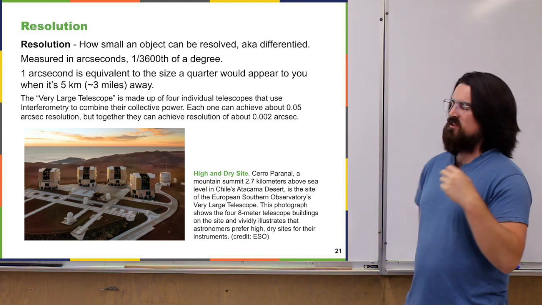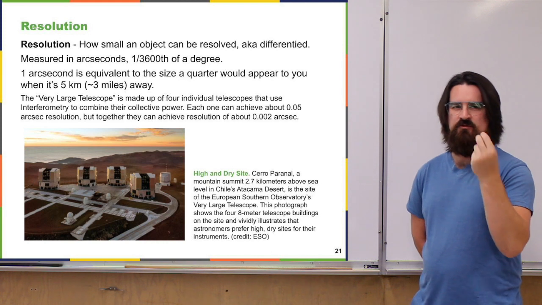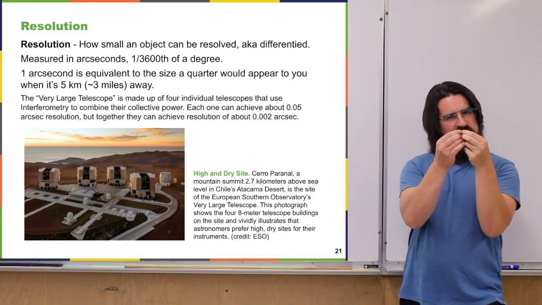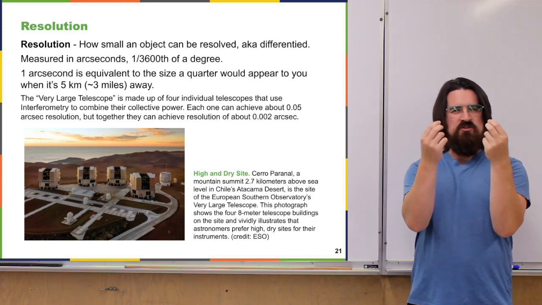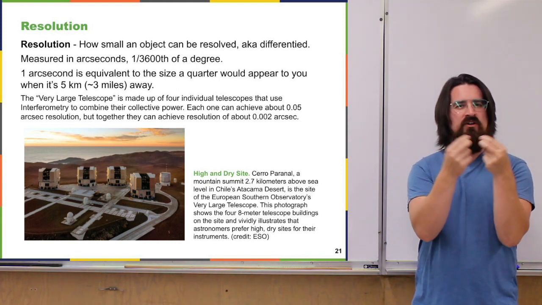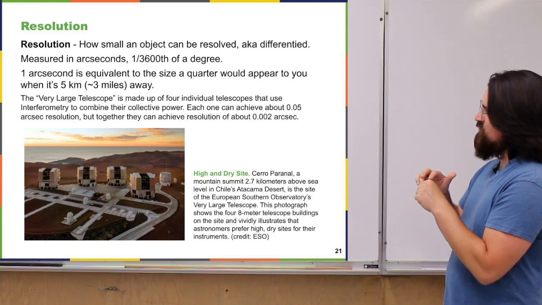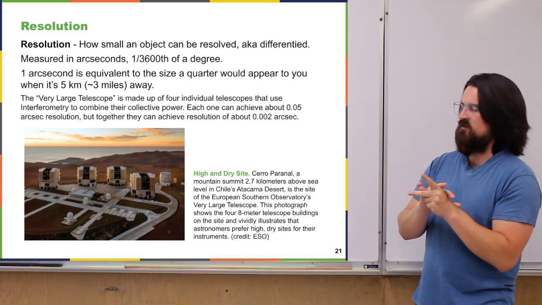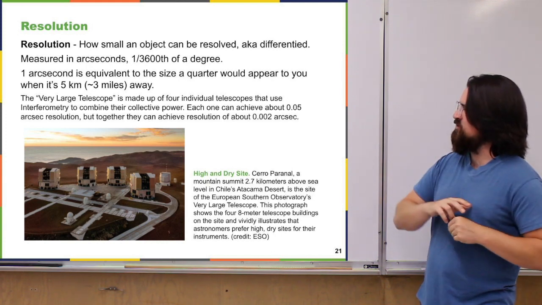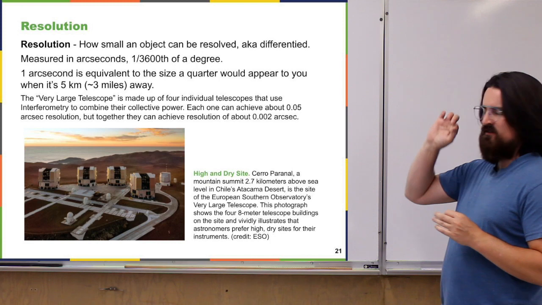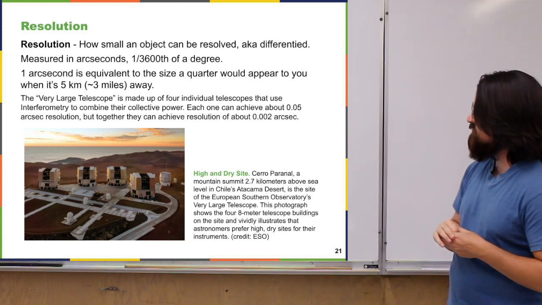The resolution is essentially how small of an object you can resolve. You can think about it as, if there are two objects that are really, really close together, the resolution tells you how close together they can be, and you still are able to tell they're two objects. Typically, for modern astronomy, we measure resolution in something called an arc second, which is 1/3600th of a degree.